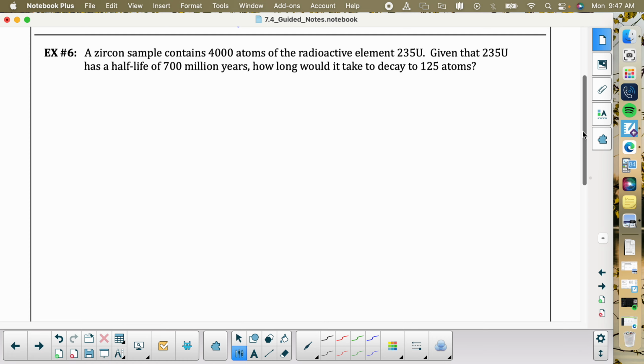A zircon sample contains 4,000 atoms of a radioactive element, 235U. Given that 235U has a half-life of 700 million years, how long would it take to decay to 125 atoms?